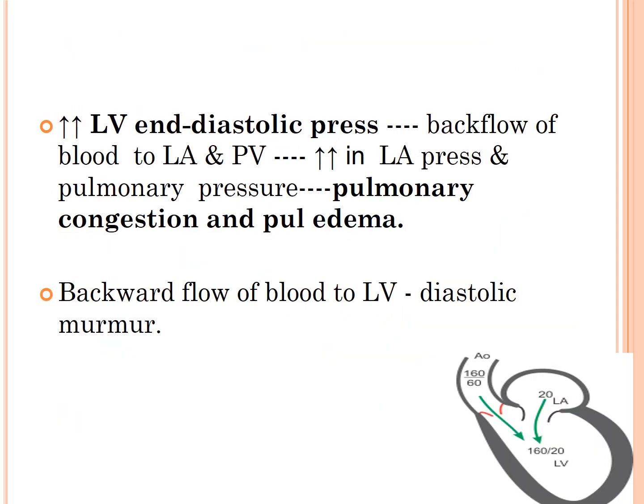Increased left ventricular end diastolic pressure leads to backflow of blood to the left atrium, that means back to the pulmonary veins. It increases left atrial pressure and also pulmonary pressure. So pulmonary congestion and pulmonary edema occur, and then heart failure occurs. Backward flow of blood to the left ventricle creates the diastolic murmur.